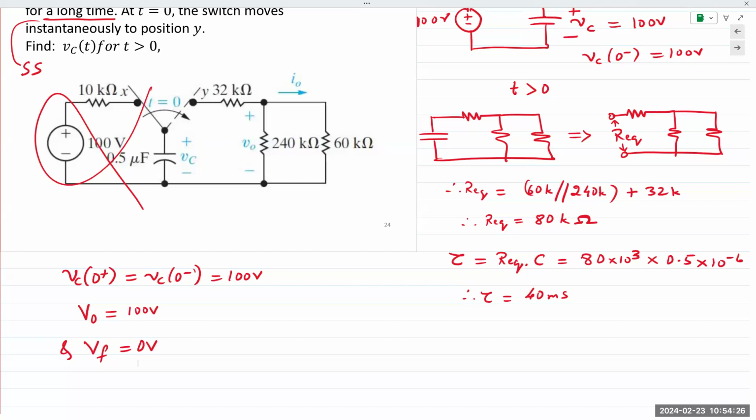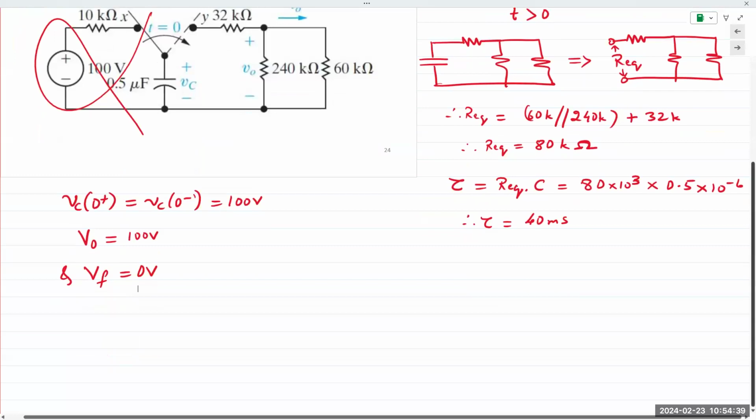Don't overthink the problem. Nothing is mentioned about what happens afterwards. We are simply told it goes to position Y, and that's it. So when it gets to position Y, it's discharging. Final value is 0. You have the tau value.